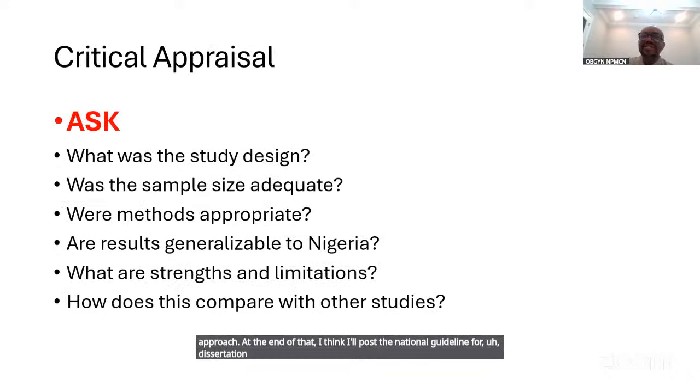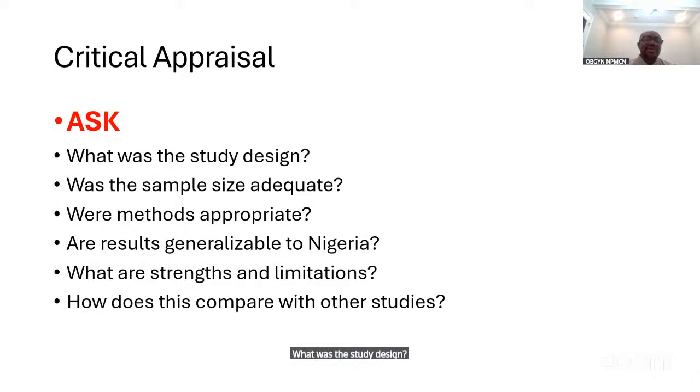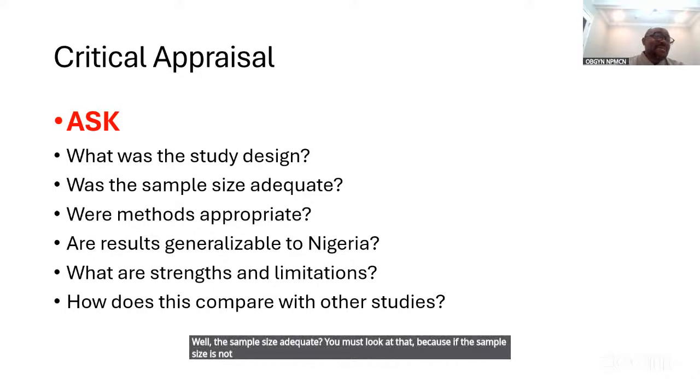Then how do you critically appraise an article? For each article, ask these questions. What was the study design? Was this study design actually adequate? Was it actually logical for this study? Do you think a better study design would have been better? Was the sample size adequate? You must look at that, because if the sample size is not adequate, you really might not use that study.